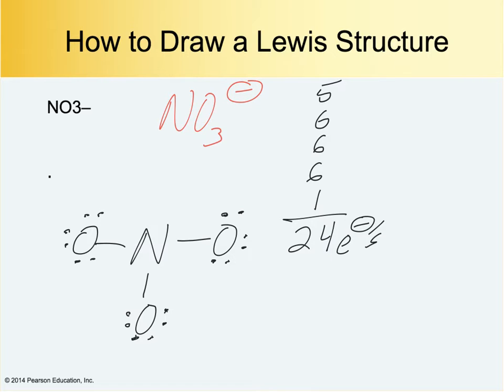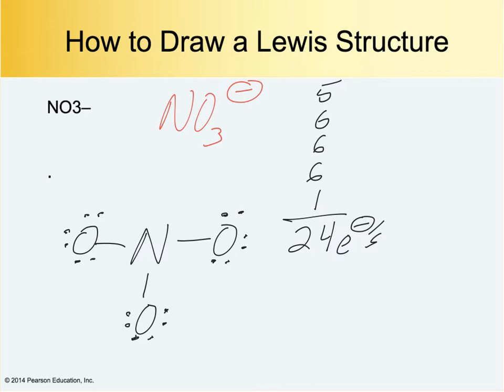We got to think about formal charges here for our individual elements. So let's count. Let's make sure we used 24 electrons. Let's count that up. So 2, 4, 6, 8, 2 electrons in every bond. 10, 12, 14, 16, 18, 20, 22, 24. We've used all of our electrons, so that's good. But let's think about formal charge here.